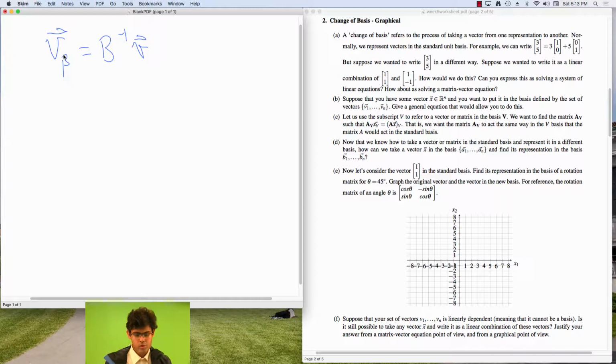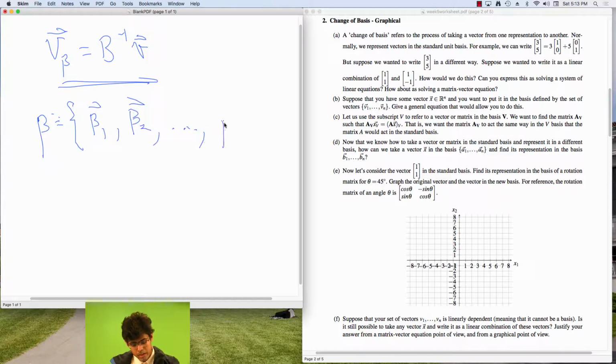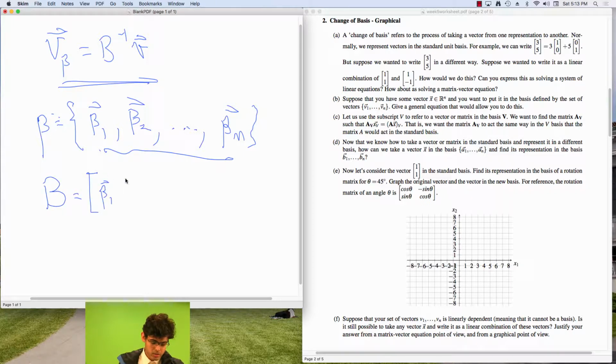For part B, we want to generalize this idea. And it turns out this equation is exactly the equation that we'll end up getting. If you have a bunch of basis vectors, so let's say your basis beta consists of vectors beta 1, beta 2, all the way up until beta n, and we want to take any vector and represent it in this basis, all we need to do is take a matrix B that consists of these basis vectors, so beta 1 through beta n are going to be the columns of this matrix, just like we saw how the columns of B were the bases we were dealing with. And then to put any vector in that basis, all we need to do is multiply B inverse with that vector.